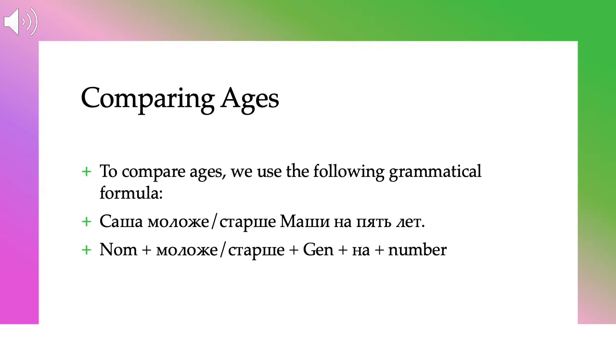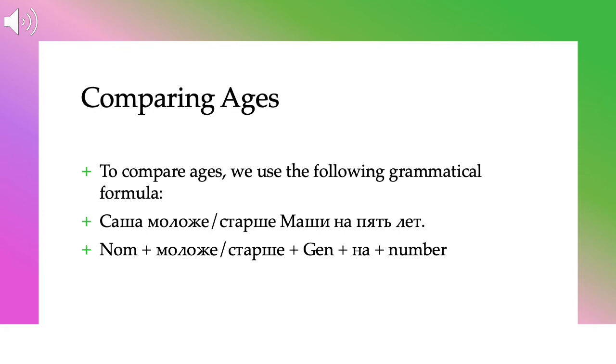When we want to compare people's ages, we're going to use this formula where we say something like Sasha моложе Маши на 5 лет. So the word for younger is моложе or mladsha, and the word for older is starsha. And we're going to have the first person's name in the nominative, so Sasha, and then we have older or younger, so моложе, for example, and then the person being compared to in the genitive, so Маши, and then na, and then the number of years.